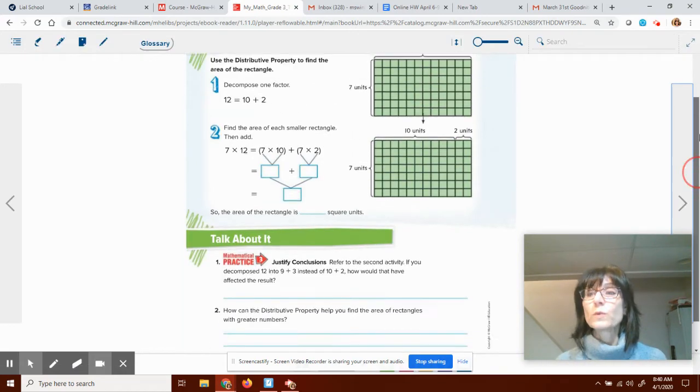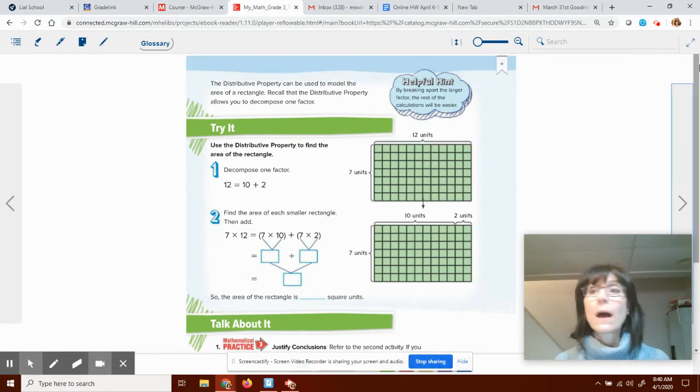On the next page, we have guided practice or our try it. The distributive property can be used to model the area of a rectangle. Recall the distributive property allows you to decompose. So decomposing just means to separate, to partition it off. Using the distributive property to find the area of this rectangle, they want us to decompose one factor. So the 12, they're saying, hey, let's make this into a 10 and a 2. It's so much easier. We love our 10s.